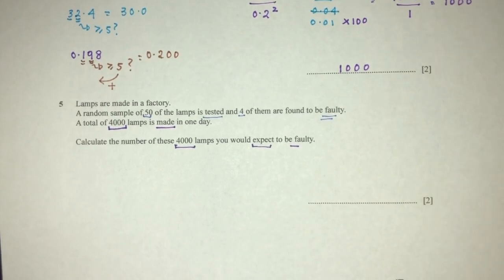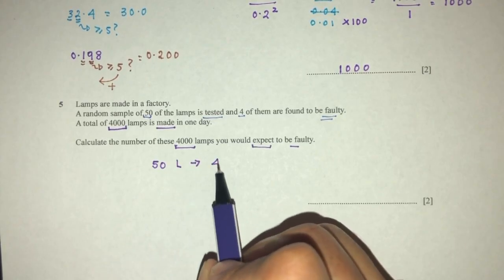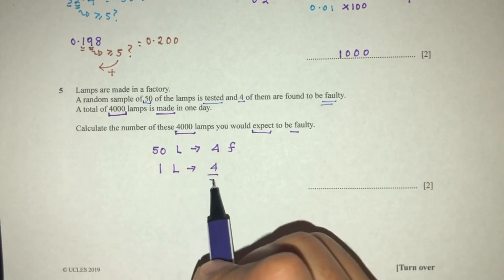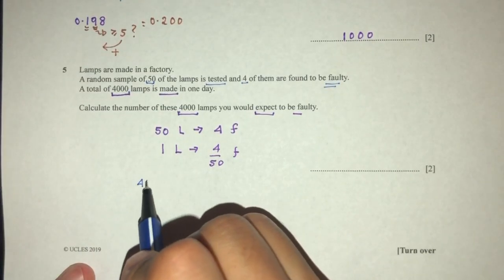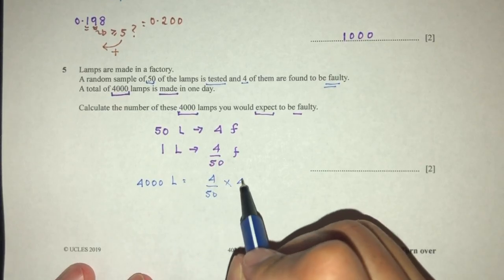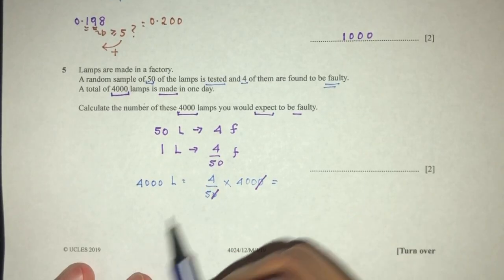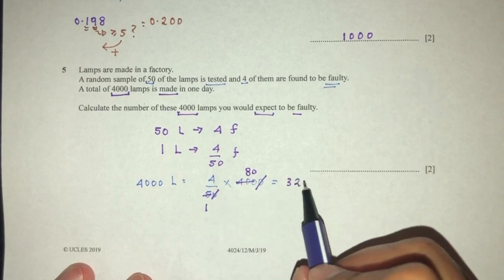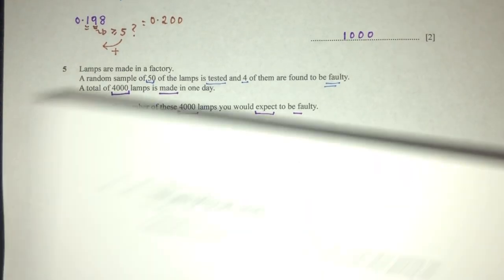Pretty easy. We use a ratio. So we can see that when we test 50 lamps, we found 4 of them were faulty. Now what if you test one lamp? One lamp will be 4 divided by 50 faulty. Now we are testing 4,000 lamps. So that will be 4 over 50 times 4,000. That will simplify, divide by 5, you will have 80. So 4 times 8 is 32, and then 0. So you will expect 320 to be faulty. That will be your question number 5.